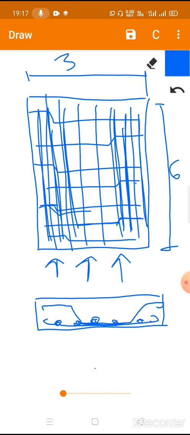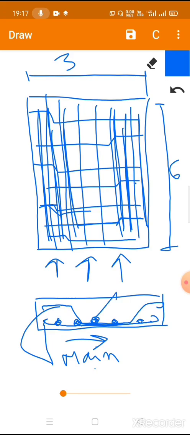These are the distribution bars. So this bar and this bar are main reinforcement because they are laid in the shorter direction. And which bars are laid in the longer direction? These are the circular heads that we are seeing. So these are distribution bars.